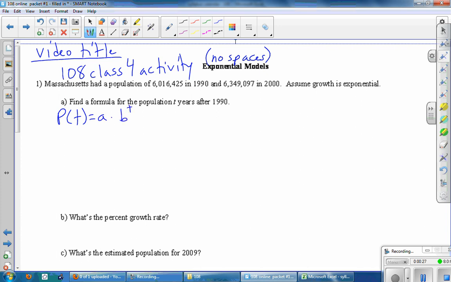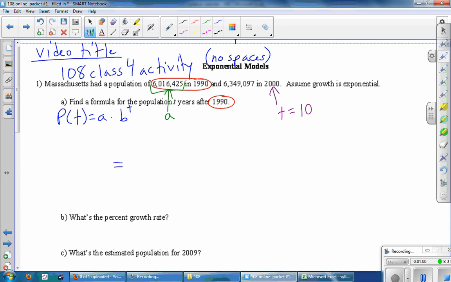We know that a is the starting amount, and this is years since 1990, and fortunately we're given exactly what's happening in 1990. So that means that the a value is this number right here, the 6 million and a little bit more. This is a, so that's kind of nice. And then in order to plug in the other point, we just have to know how many years it's been since 1990. So the year 2000 is 10 years from 1990, so 10 is the value of t that we're going to plug in.